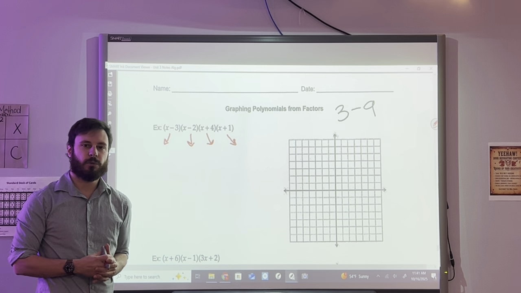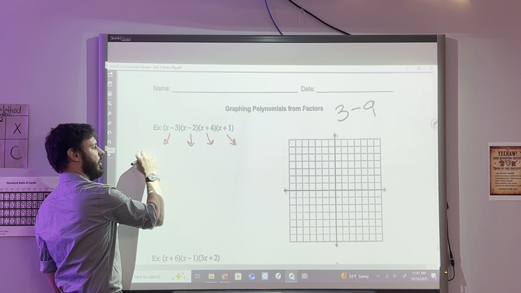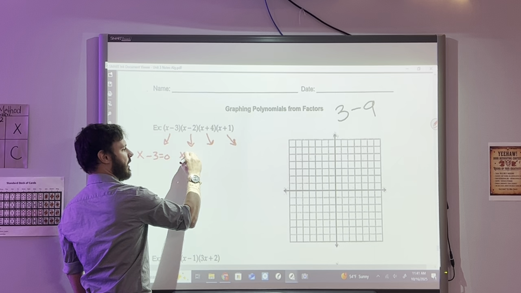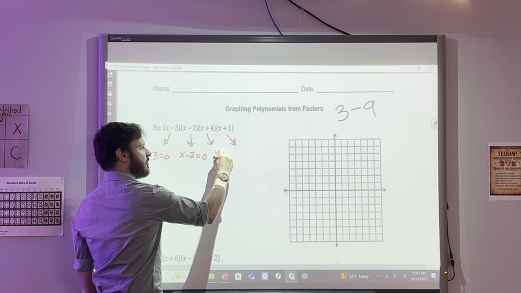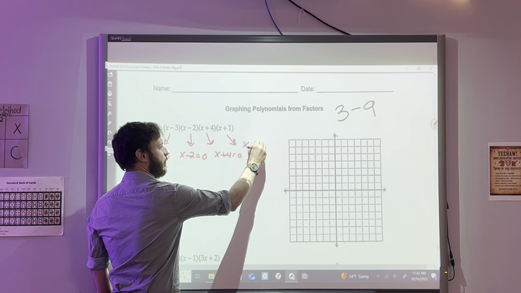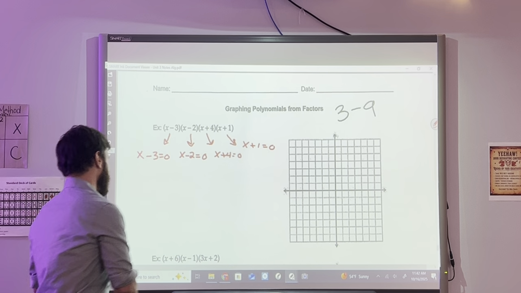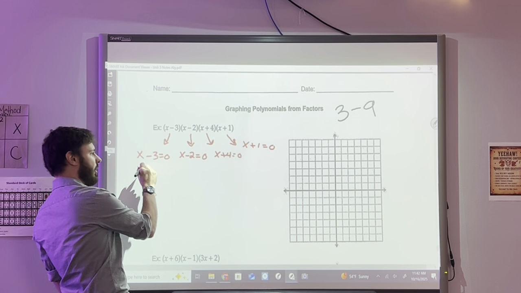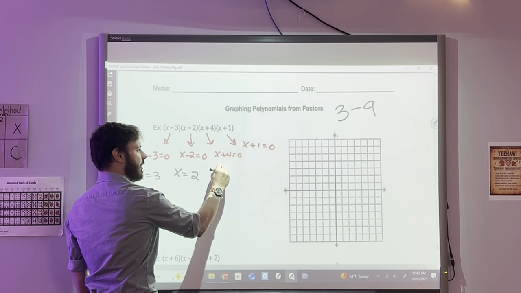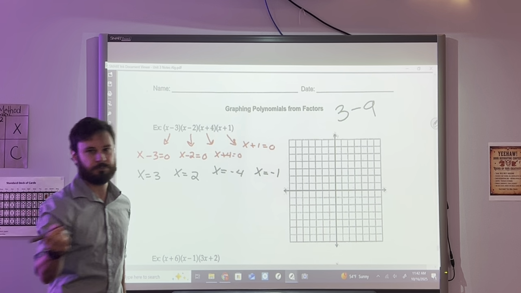and we will set it equal to 0 and solve, because each of these factors represents a zero. x minus 3 equals 0. x minus 2 equals 0. x plus 4 equals 0. And then lastly, x plus 1 equals 0. And then we solve. So x equals 3 for this one, x equals 2, x equals -4, and then x equals -1.